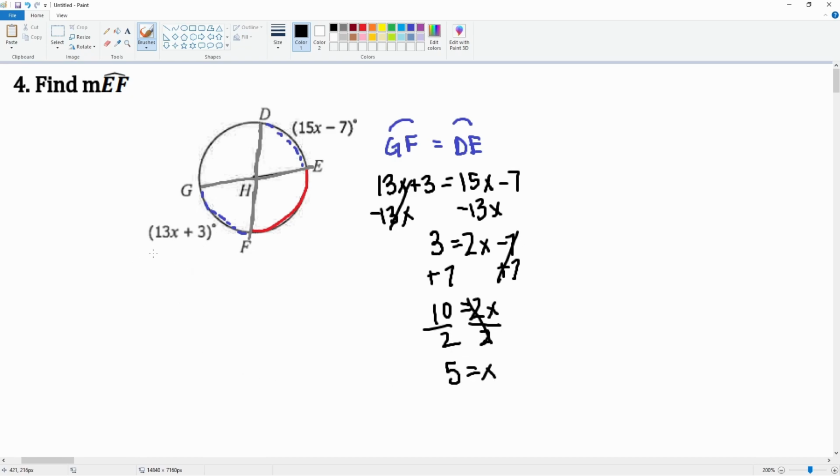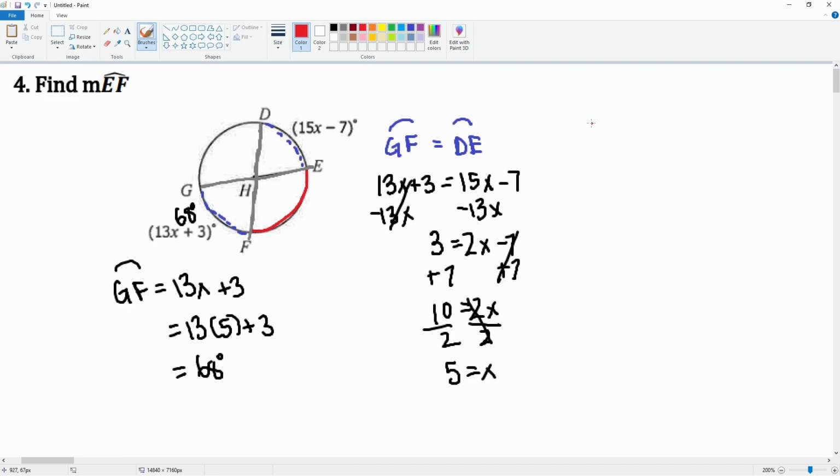Okay, why do we do that? Because we can actually plug this in here for GF. GF is 13x plus 3. Make that substitution for x as 5. So now we have 13 times 5 plus 3. That gets you 68 degrees, okay? So this is 68 degrees. We can get this part, which is in red.